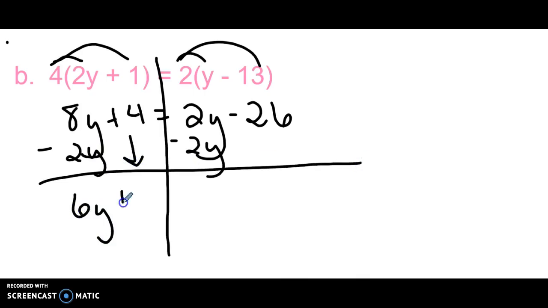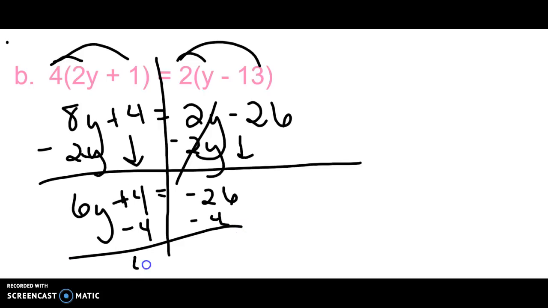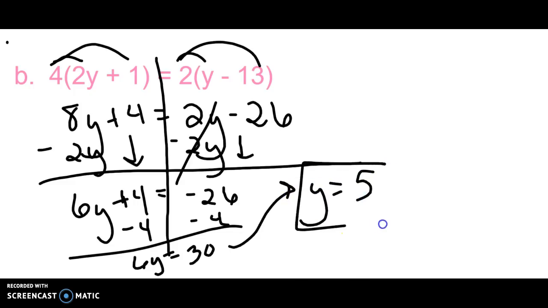That drops down, and you get plus 4. Those cancel, and you get negative 26. Undo the addition by subtracting 4 from both sides, and you get 6y equals 30, or y equals 5. Again, you can plug that in to check to make sure that your answer works.